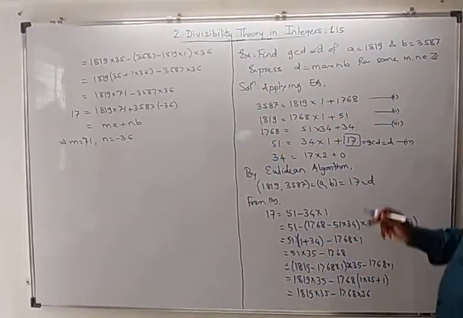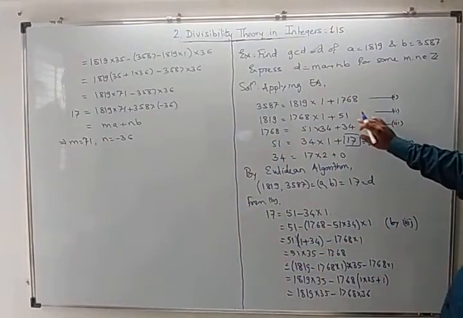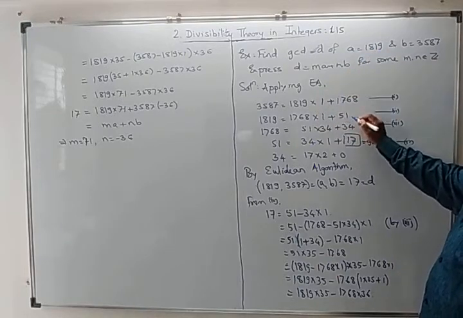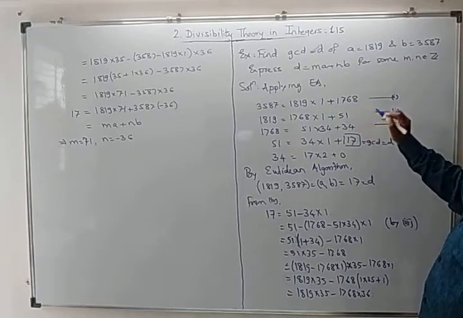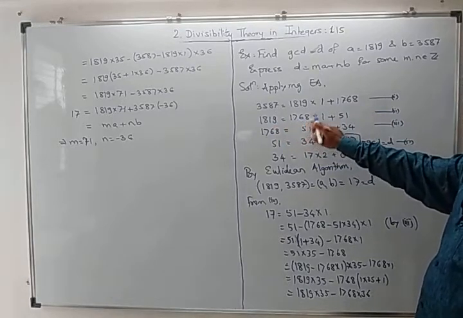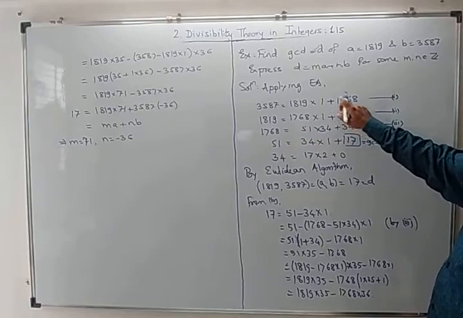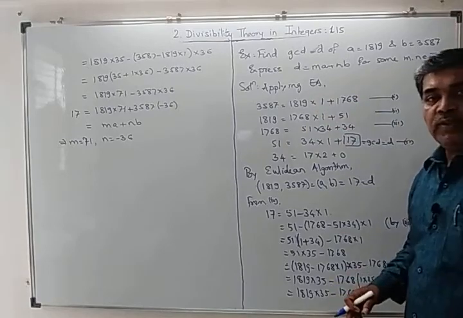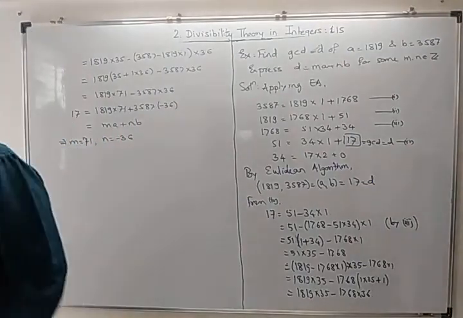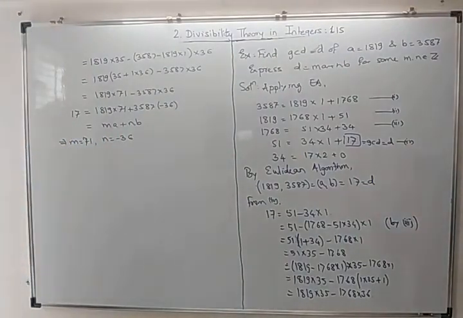But if our question is only to express 51 as a combination of the two given integers, we will take the second equation to write 51 in terms of 1819 and 1768, then we will put the value of 1768 in terms of those two, and finally we will get the required answer. So this is the other way of finding those values. Okay. Now we will take one more example.